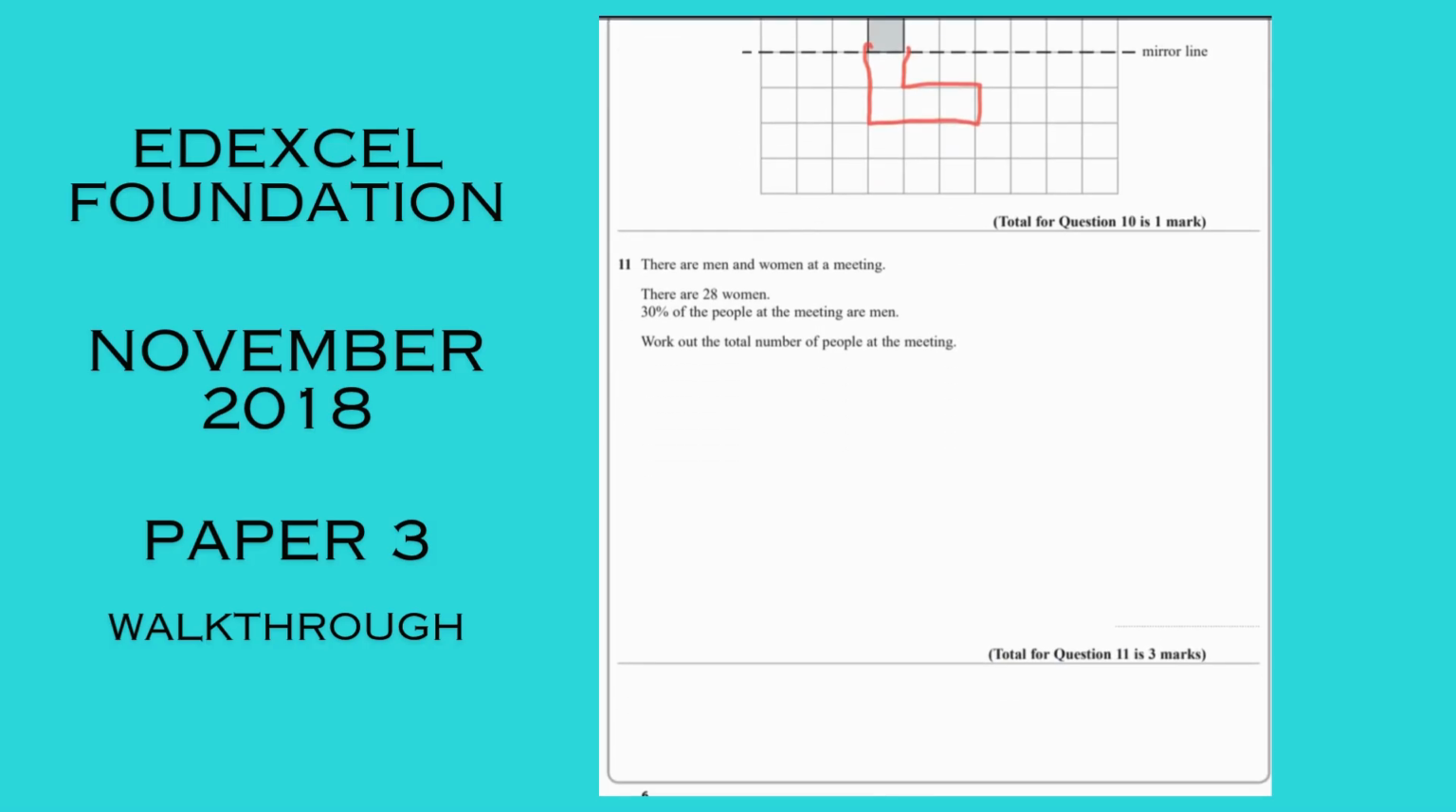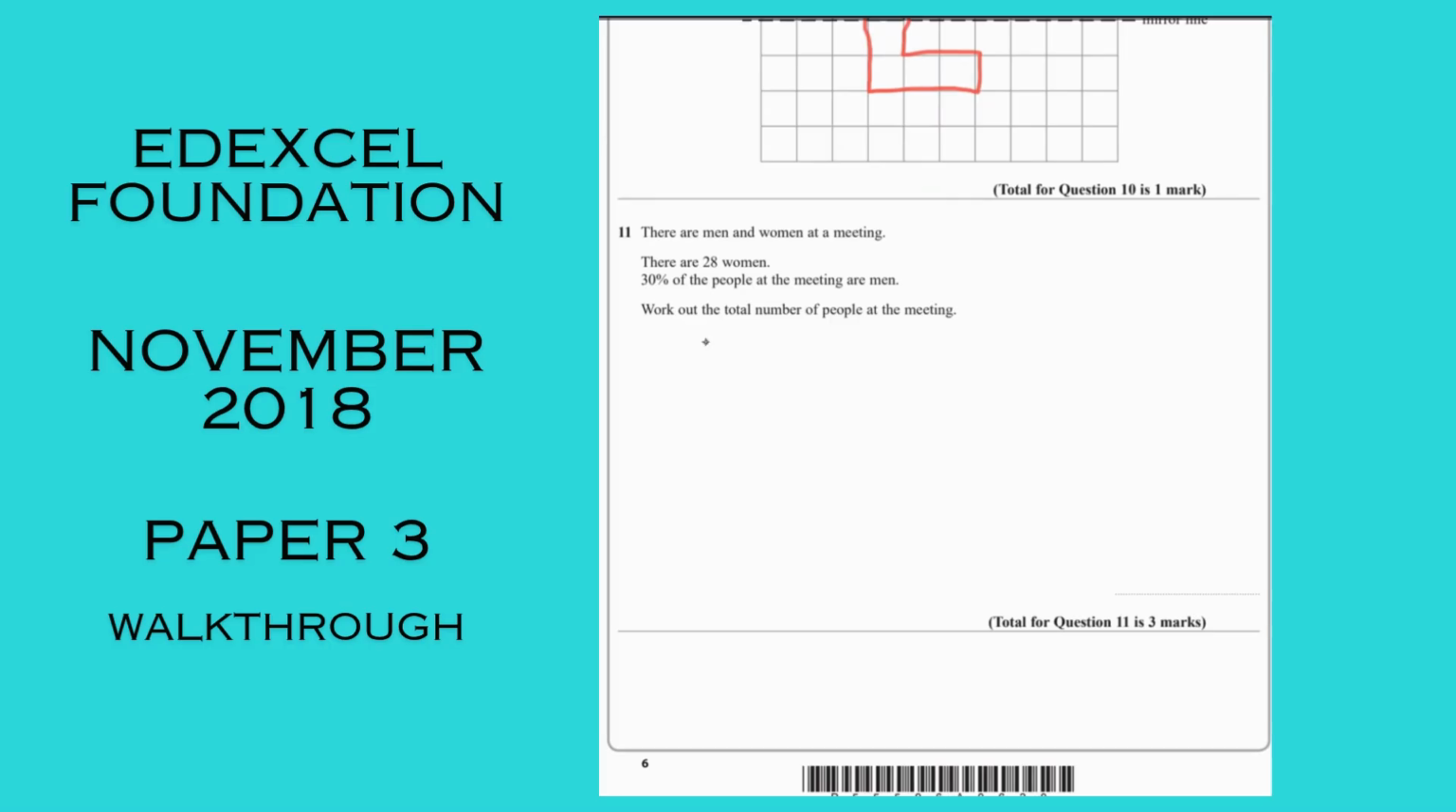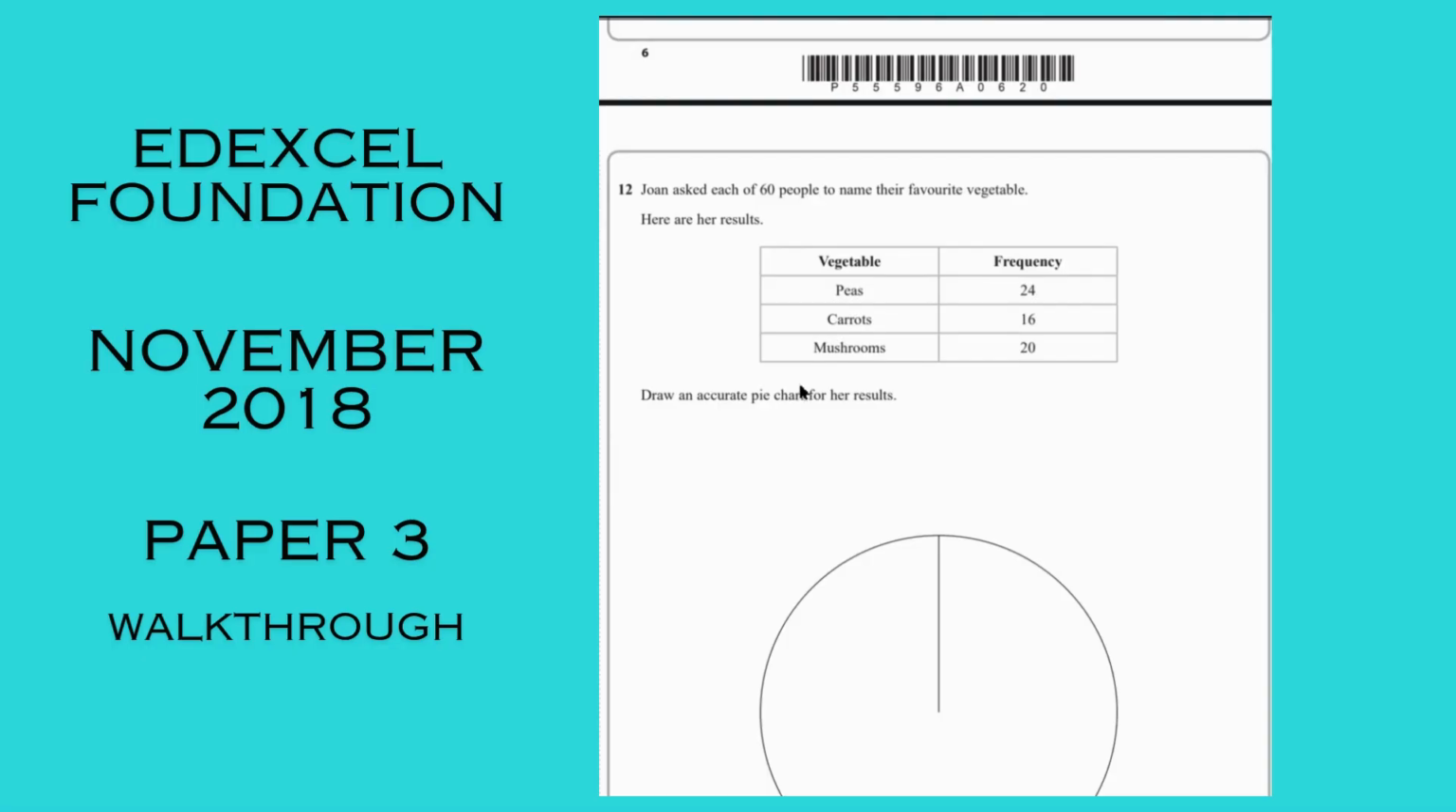Question 11. Loads of ways of going about this one. My preference is to realise that if 30% are men, 70% will be women, and that accounts for 28 of those. So if you divide both sides by 7, we get 4 women and all the people at the meeting, all will mean 100%, multiply by 10. On to question 12.